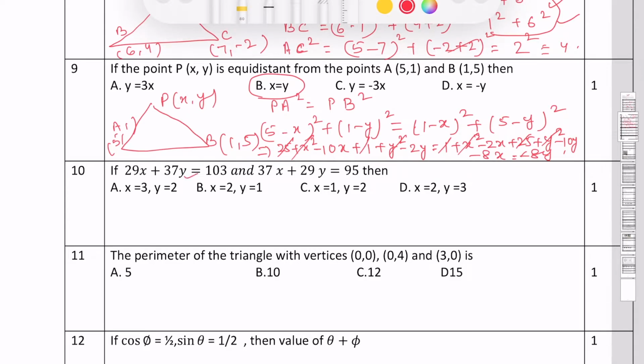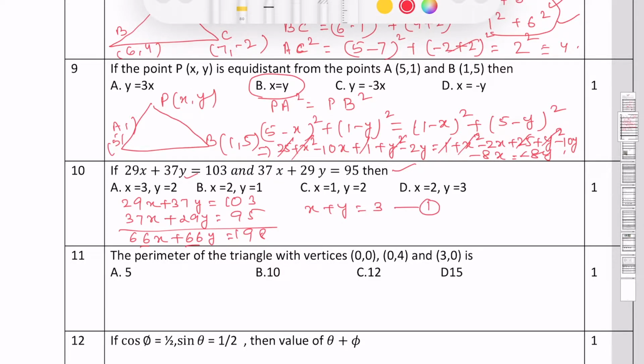Next, as you know, the trick to find this is we add both the equations and once we subtract, and then we get two equations and we simplify those. So I am adding just these two equations. It is 66x plus 66y, and it is 198. So we see 66 is common, so x plus y is 3.